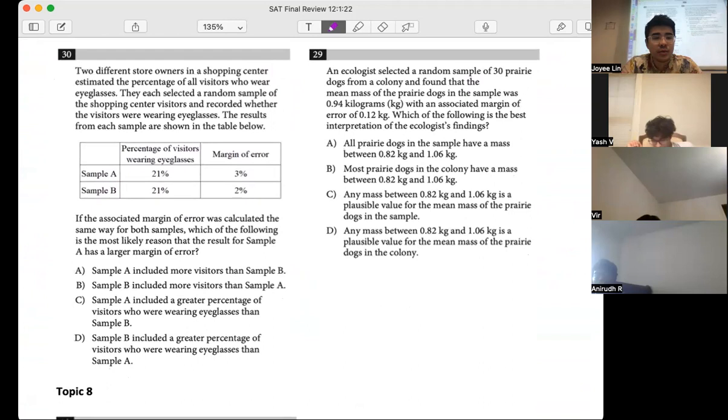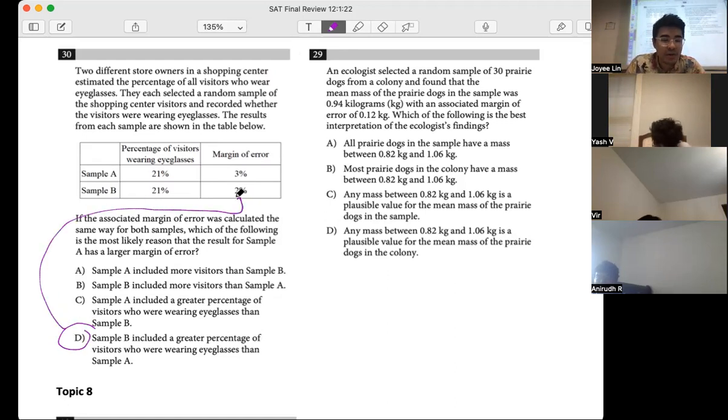Okay, throwing these ones in with the margin of error. So margin of error is bigger for sample A, which means the sample size is smaller. Smaller sample size equates to larger margin of error. So sample B included the greater percentage of visitors. Sample B had the greater percentage because it has a smaller margin of error. This is an inverse proportion. That's why they put this one here.